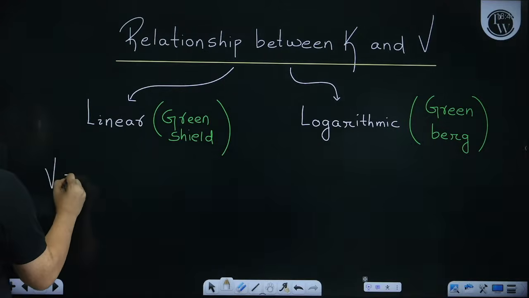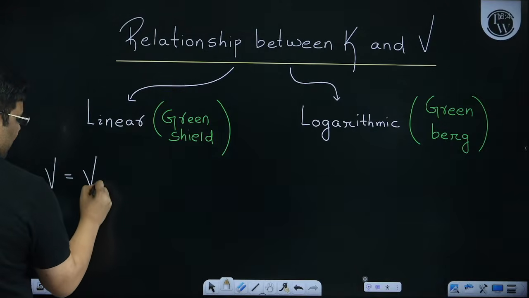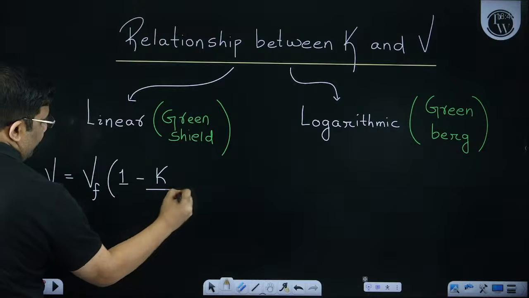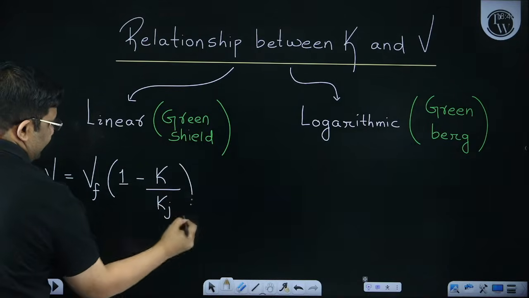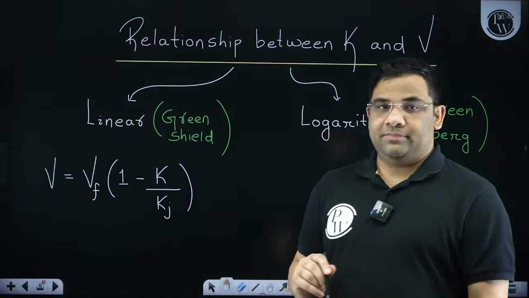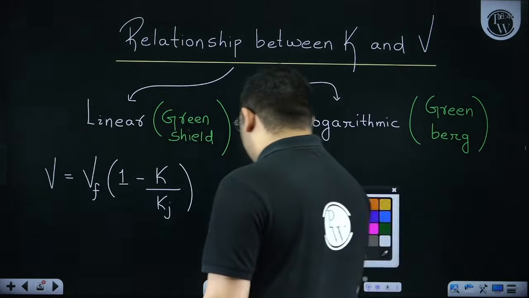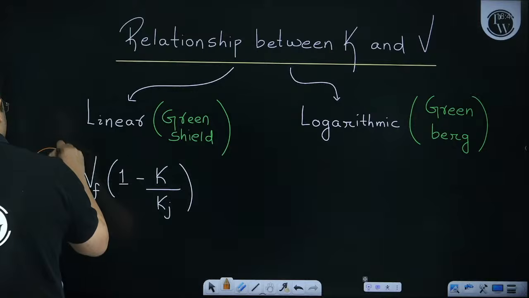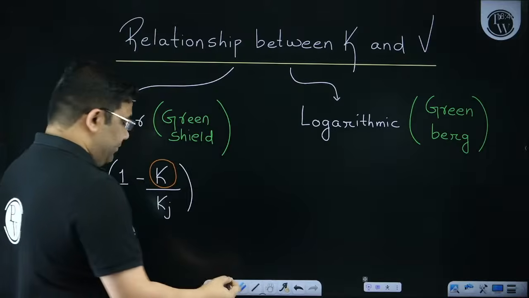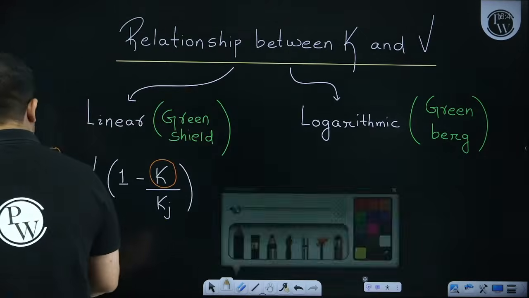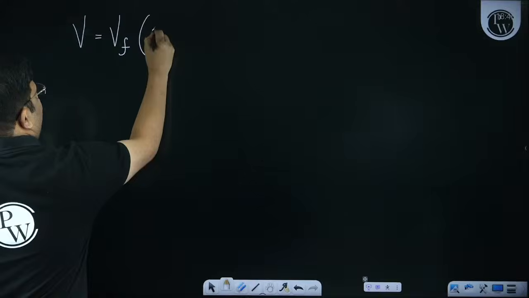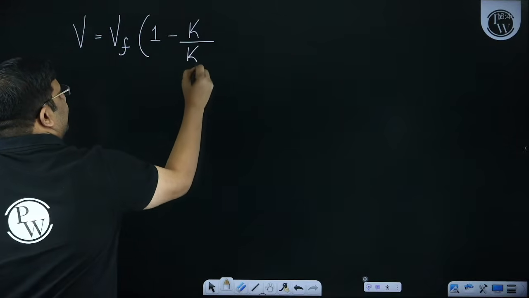The linear relationship is: the traffic speed is equal to a constant known as free mean speed, Vf, into 1 minus K divided by Kj. This is the linear relationship between the traffic speed and traffic density. I'll explain how this is linear. As I told, this is Vf into 1 minus K upon Kj.